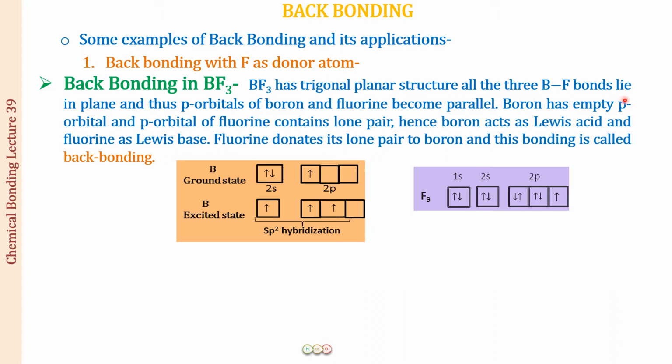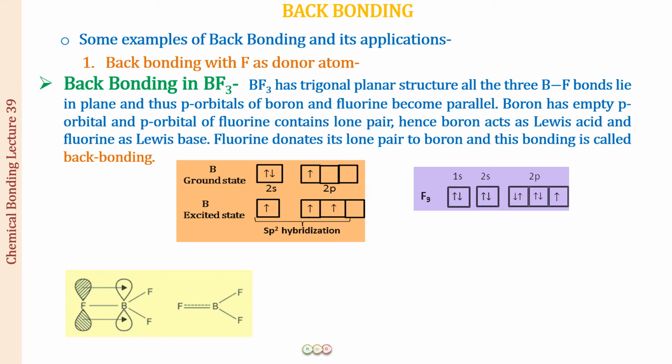All the 3 BF bonds lie in one plane, and after that what happens is that boron has one empty orbital, and fluorine has 2 lone pair filled orbitals with it which are oriented perpendicular to the internuclear axis.